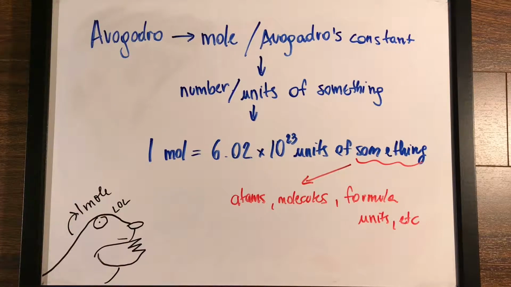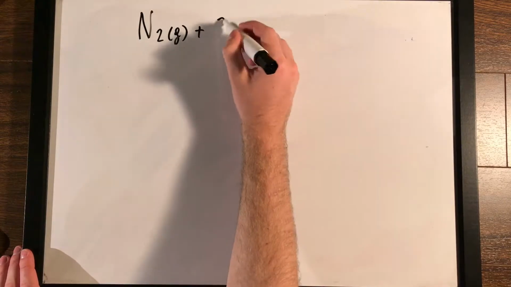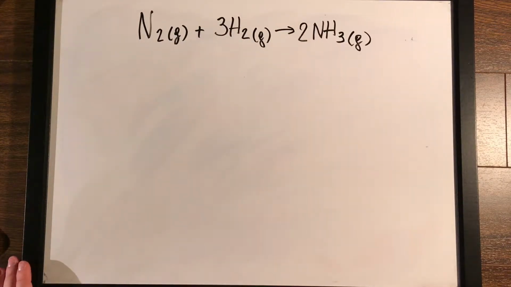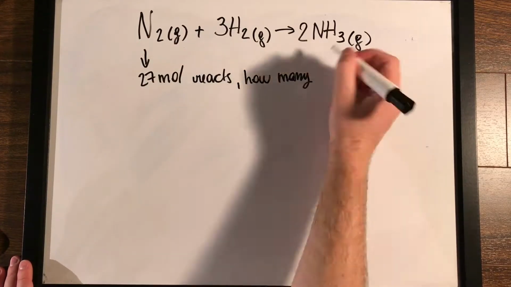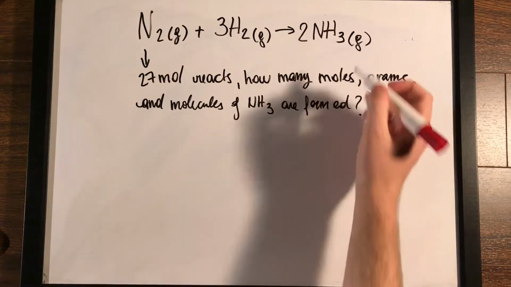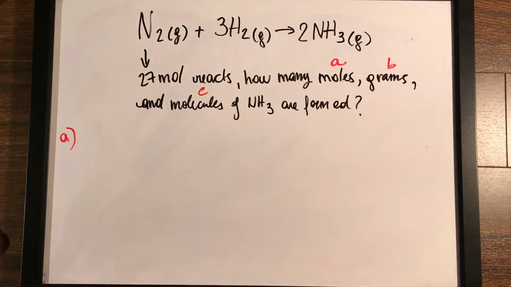So now that we know what a mole is, why don't we use it in a real-life example? Consider the formation of ammonia from nitrogen gas and hydrogen gas. Notice that 1 mole of nitrogen gas will react with 3 moles of hydrogen gas to form 2 moles of ammonia. Now imagine that instead of 1 mole, 27 moles of nitrogen gas took place in the reaction. What do you think would happen? So why don't we calculate how many moles, grams, and molecules of NH3 would be formed when 27 moles of nitrogen gas react with hydrogen?